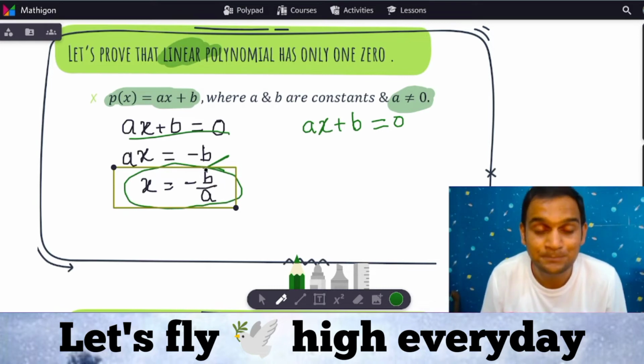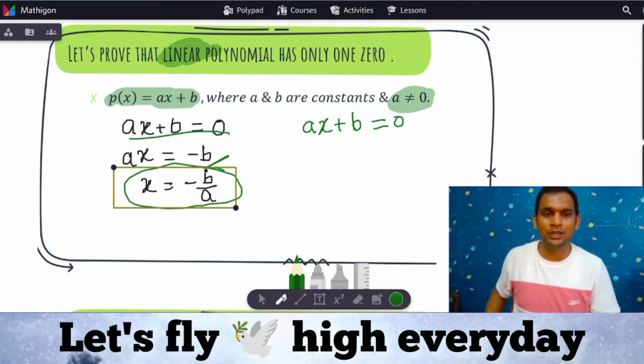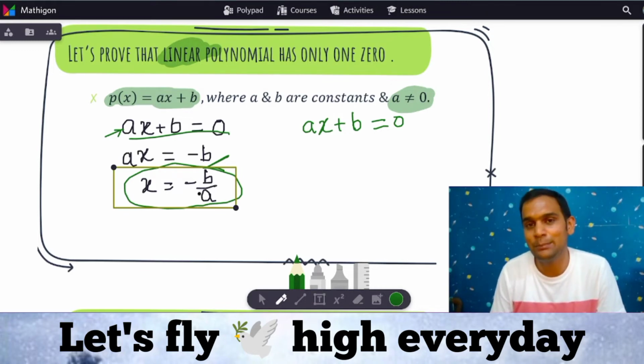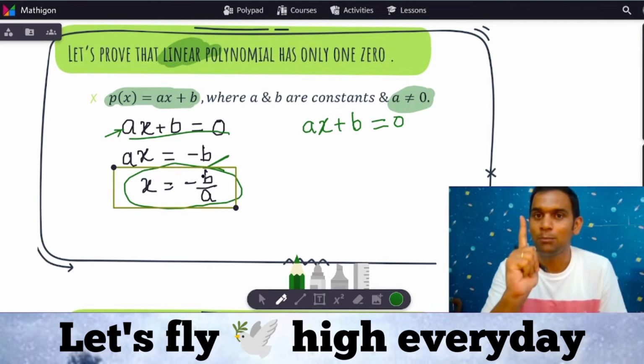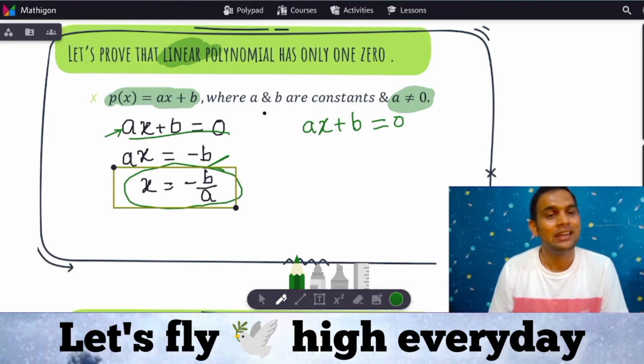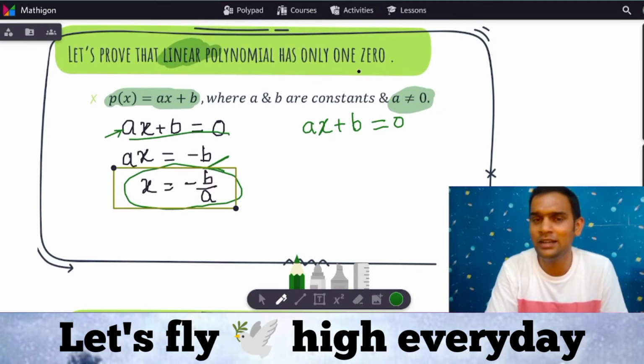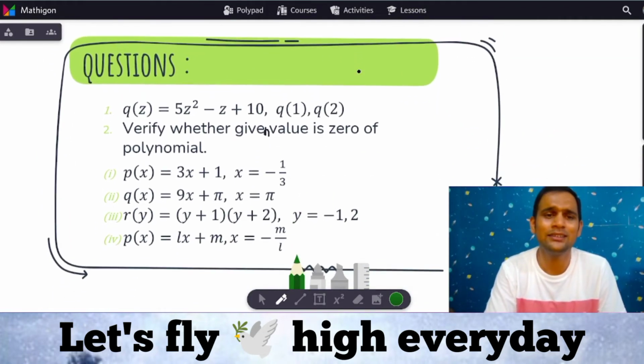So no matter what kind of linear polynomial you have, if you know these two coefficients, a and b, the constant term and the coefficient of x, we will always be able to find the zero or root of the polynomial, which will be minus b by a, and there is only one possibility. That's how we say a linear polynomial always has one and only one zero. Now we are stressing on linear polynomials because when we start the remainder theorem and factor theorem, we'll have lots and lots of things related to linear polynomials. So let's solve a few questions.